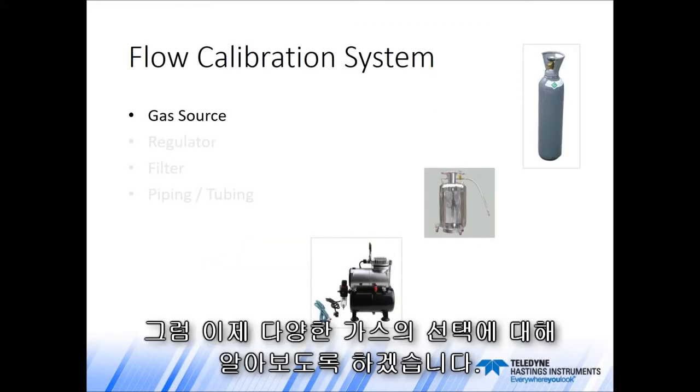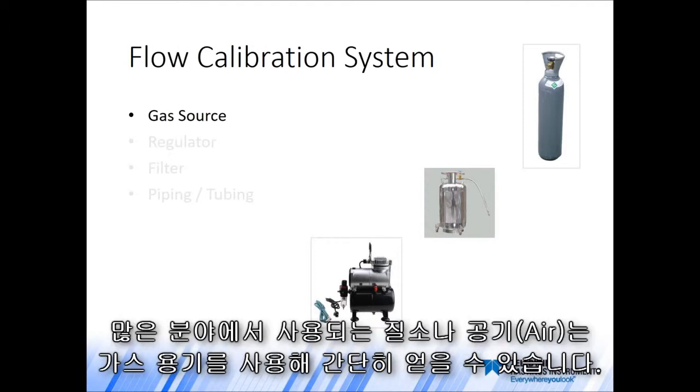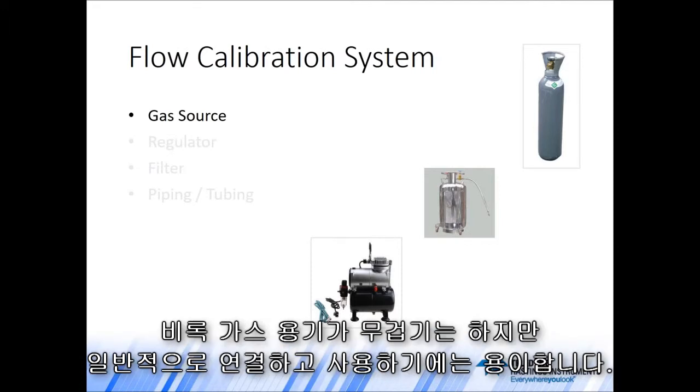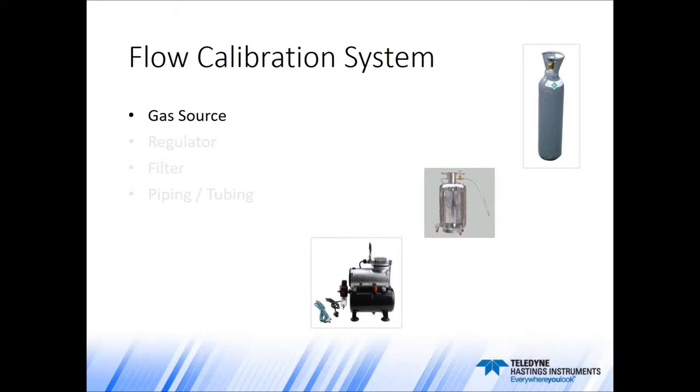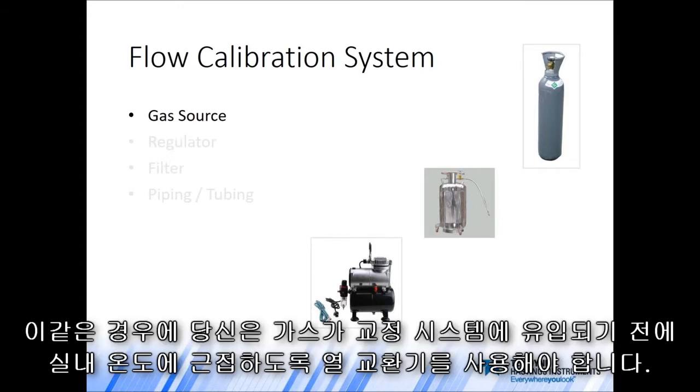All right, next we're going to talk about some of the different gas source options, and for many applications you can simply get a gas bottle using nitrogen or air. Aside from being heavy, they're generally easy to connect and handle. Now, some labs I've seen have used liquid nitrogen. In this case, you may want to use a heat exchanger to ensure that the gas is near room temperature before being introduced into the calibration system.